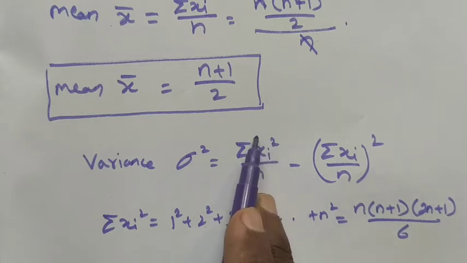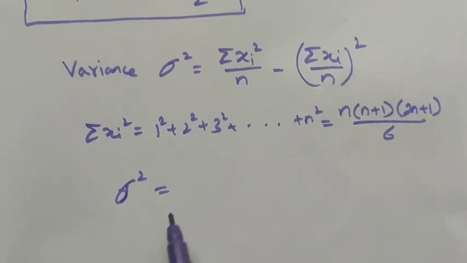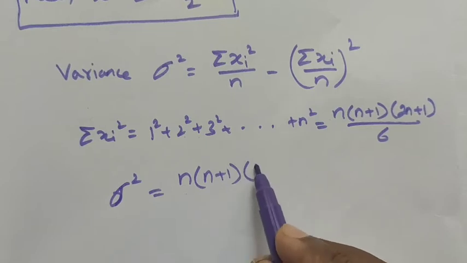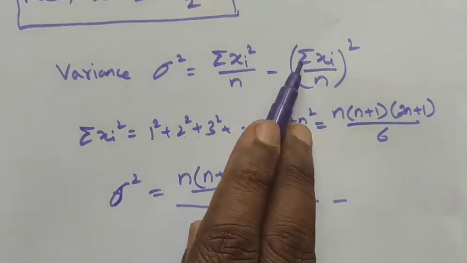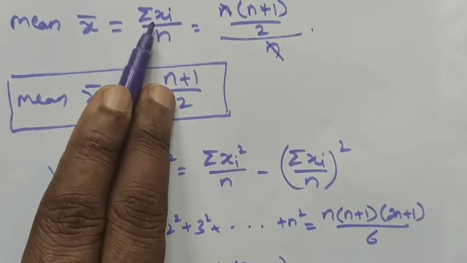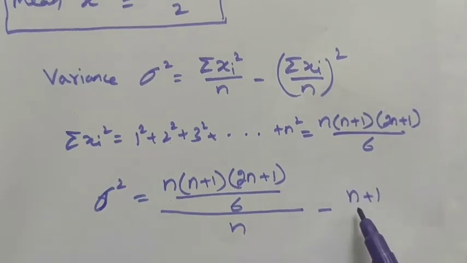Now in this place we are going to apply the value n into n plus 1 into 2n plus 1 divided by 6. So the variance sigma square is equal to summation xi square, which is n into n plus 1 into 2n plus 1 divided by 6, minus summation xi divided by n, which is nothing but x bar. X bar is nothing but summation xi divided by n. So here we have the value n plus 1 divided by 2 whole square.